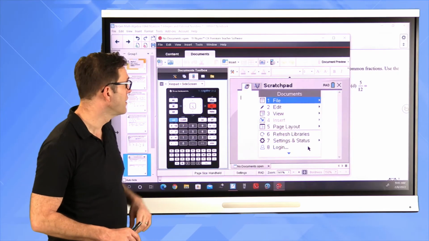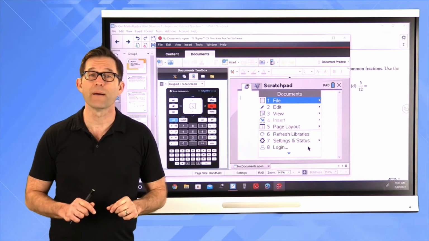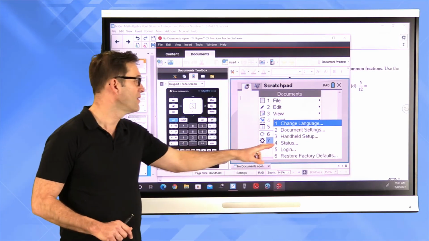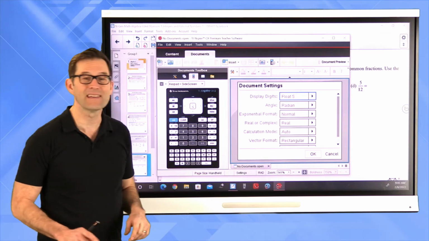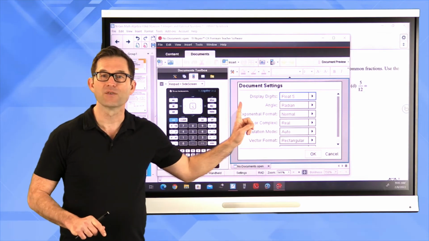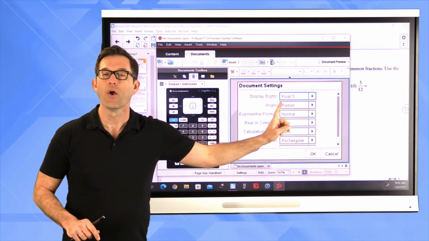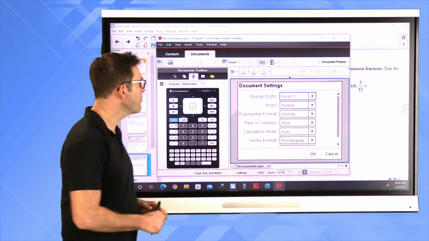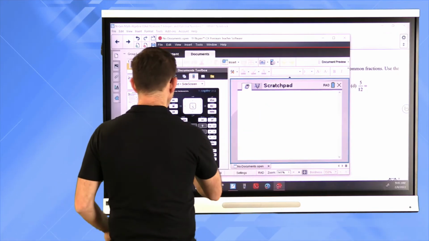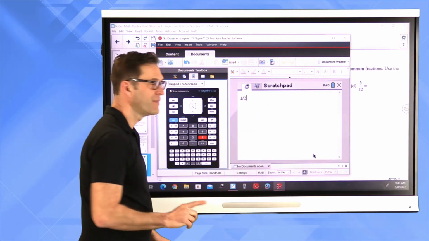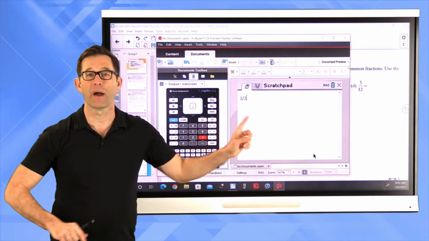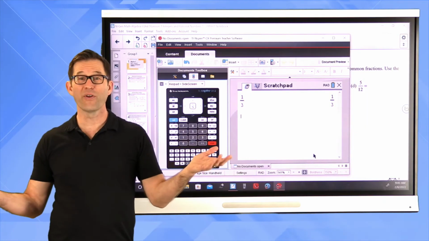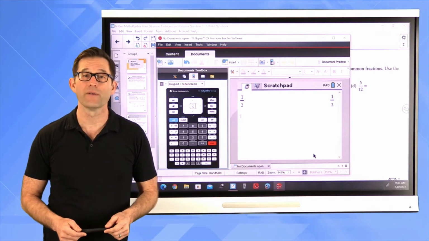I can set the number of decimals that my calculator shows me by going into my settings. On the TI Inspire, it's called the document settings, and literally the first thing is what's called display digits. Right now, my calculator is showing me what's called float 5. What that means is if I put something like 1/3 in, and if I just hit 1 divided by 3 and hit enter, the calculator is just going to do this: 1/3.